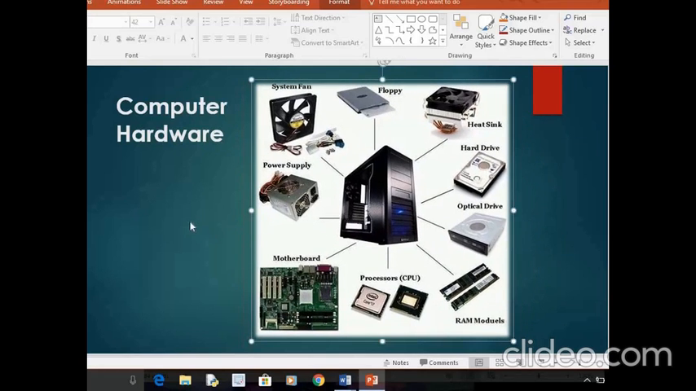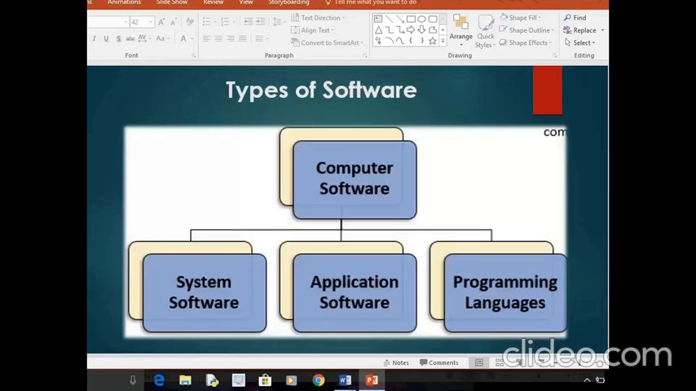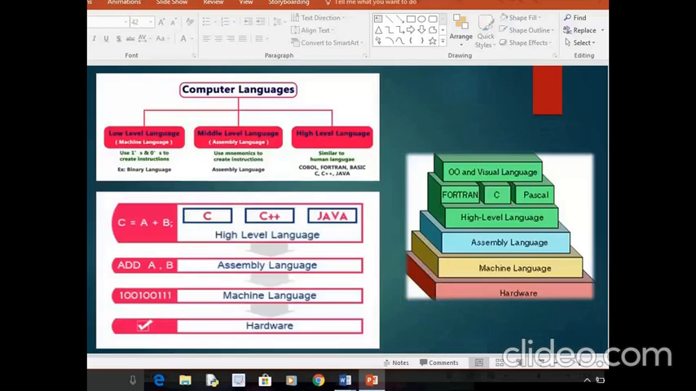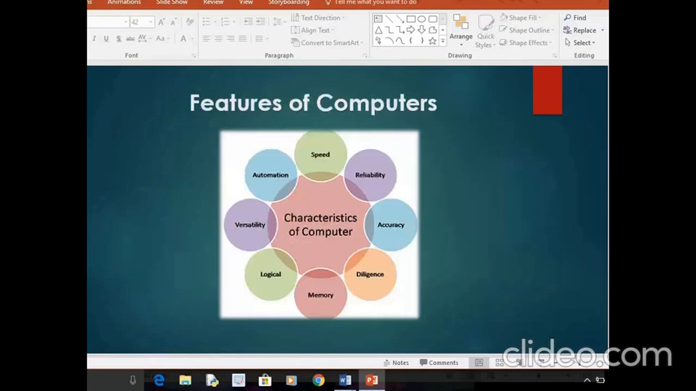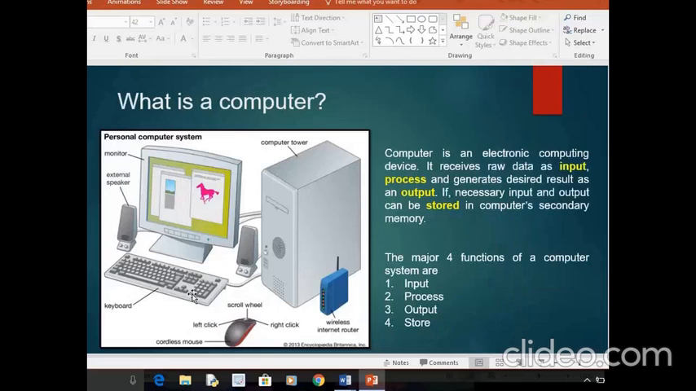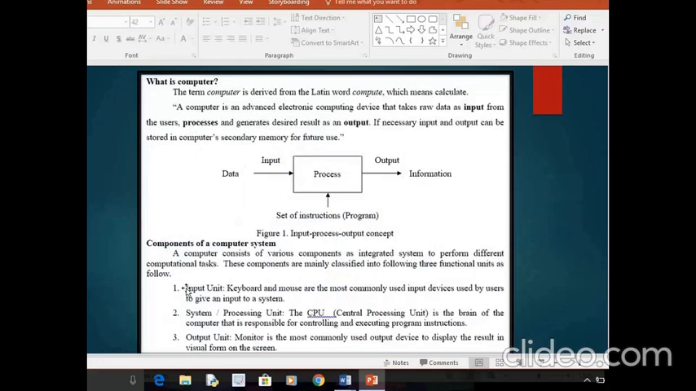Like this, our system is made up of n number of components. Components of a computer system: an input unit, an output unit, and n number of electronic components on the motherboard. I have shown you just the motherboard. That is what we call a computer. Our system is made up of n number of components.